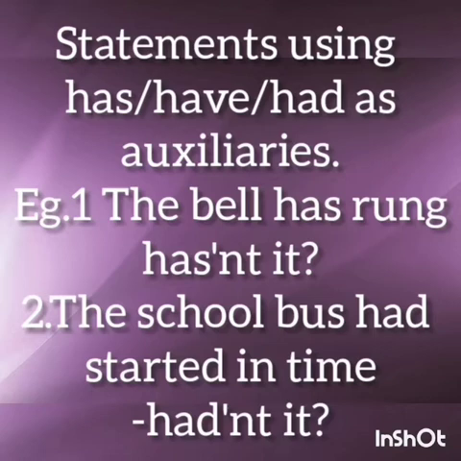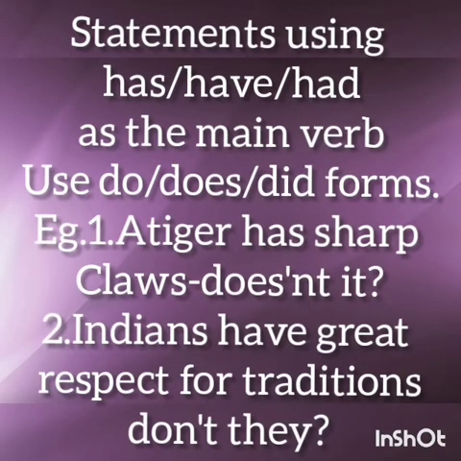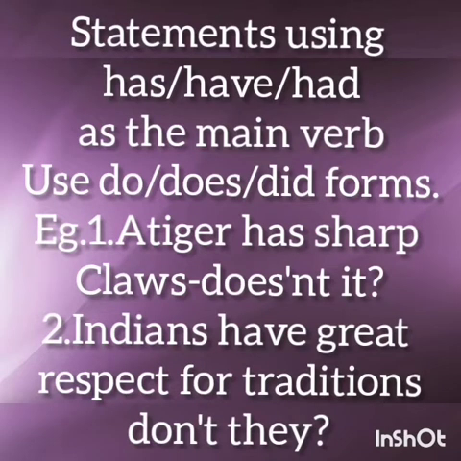So, for statements using has, have, had as auxiliaries, if the statement is positive, the tag will be negative. If the statement is negative, the tag will be positive. So no other difference. In the previous slide, we discussed that for statements using have, has, had as auxiliaries, in addition to the main verb, you use the rule as such. If the statement is positive, the tag will be negative. If the statement is negative, the tag will be positive.